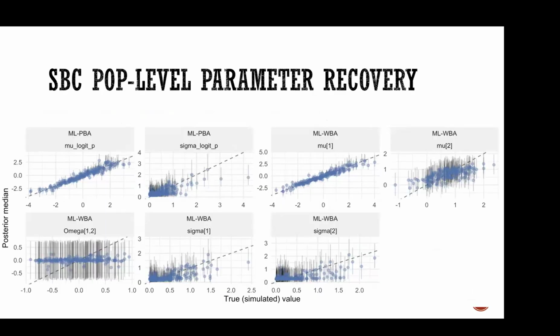We do SBC, and again, we see that the population level rho is nicely recovered. For the PBA model, actually, I forgot to put that in the previous slides, or I thought to take it out because it was too long. It's not really good at assessing the population level sigma for the PBA. When we move to the WBA, the mean of rho is pretty nicely recovered. Everything else is hopeless, right?